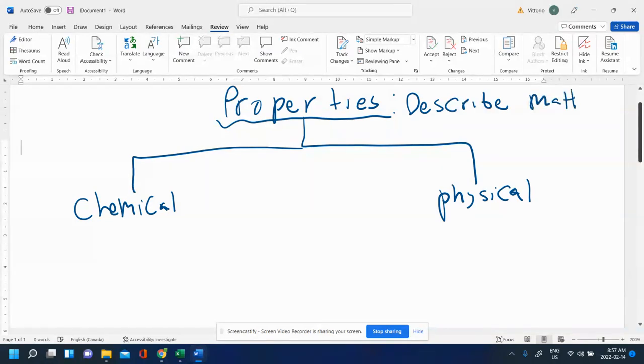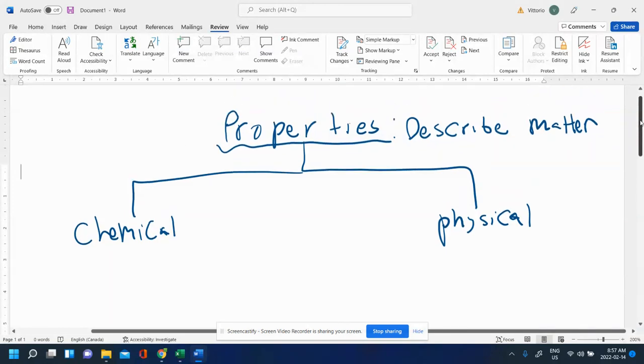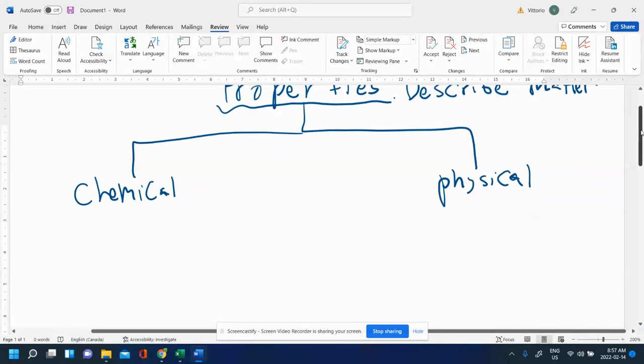Okay. So you might have a favorite shirt, and you might say, well, it's red. It's solid. Those are all examples of properties that you can use. It's smooth, so you're describing your shirt. You're giving it characteristics. You're telling me its color. You're telling me its state. You're telling me its texture, for example. So just like we do with our objects in everyday life, we want to describe our chemicals.